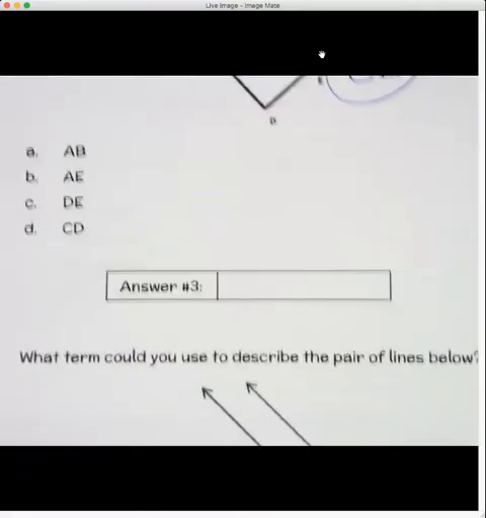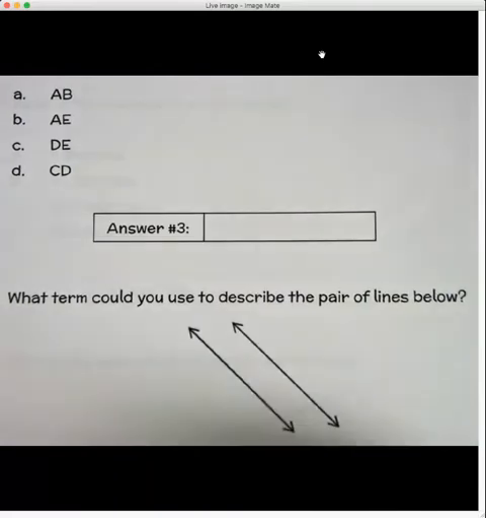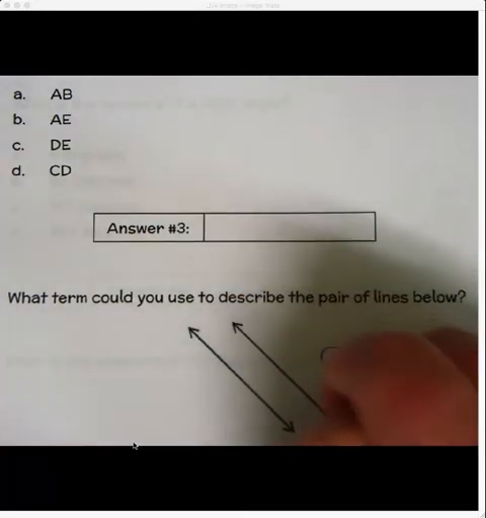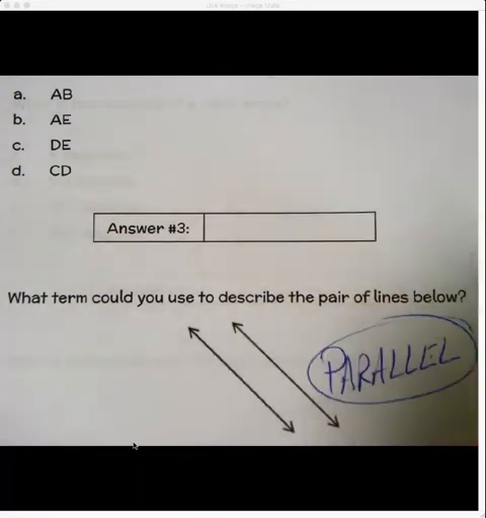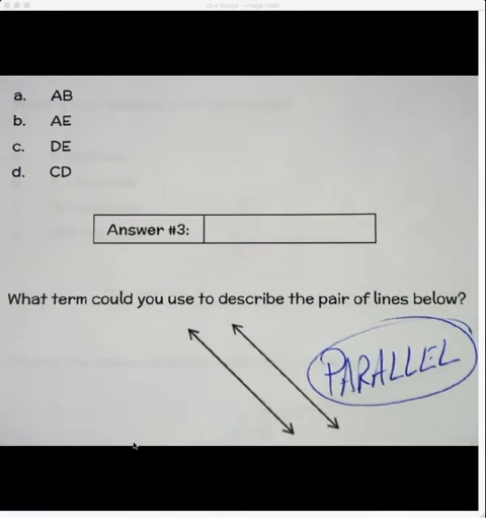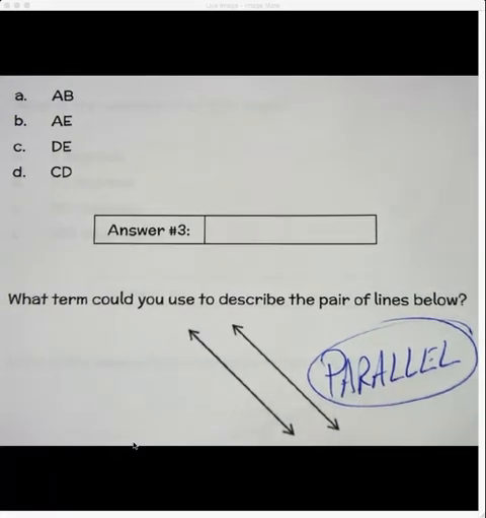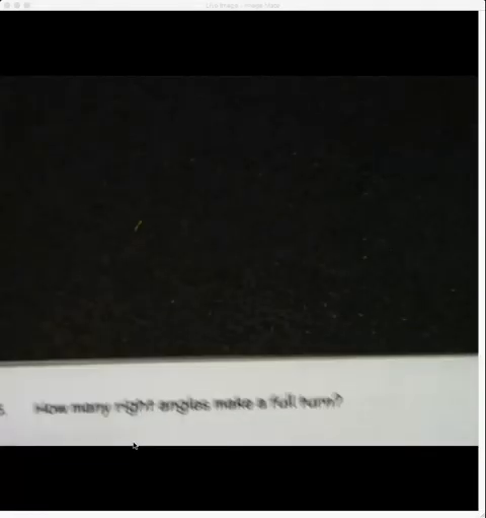Number 4, what term could you use to describe the pair of lines below? What are those lines? They're not perpendicular because they don't form a right angle. So what's that other word we learned? It's parallel. These are parallel lines. They're like railroad tracks. They're never going to cross. Remember our last few lessons on parallel lines, lines that never cross. All right, moving on.